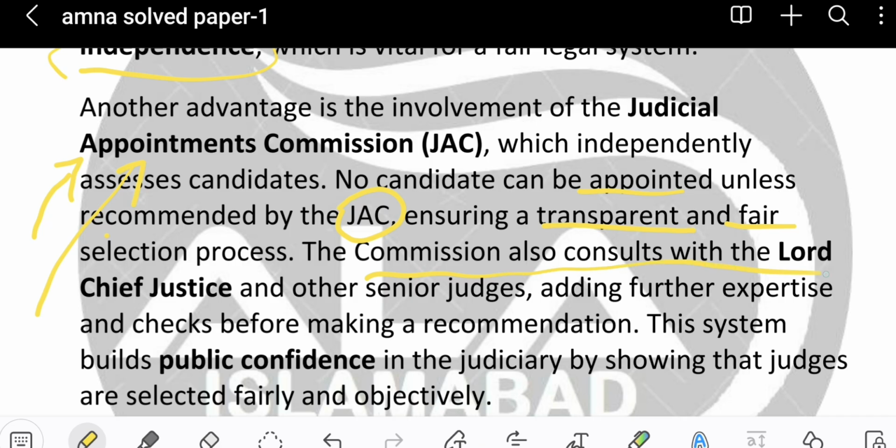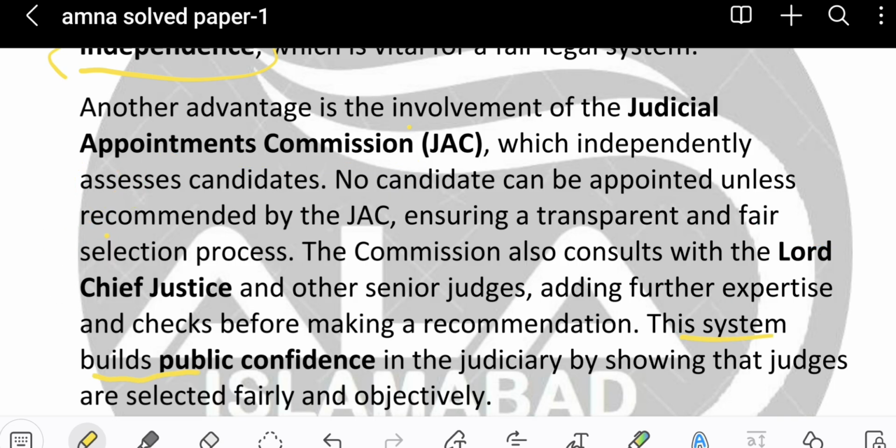The commission also consults with the Lord Chief Justice and other senior judges, adding further expertise and checks before making recommendations. So before the appointment selects any person for any post, instead of doing it themselves directly, they consult the Lord Chief Justice and other judges who have more experience, in order to know which candidate is suitable to work as a judge and which is not. So this helps to get a better result for the judiciary.